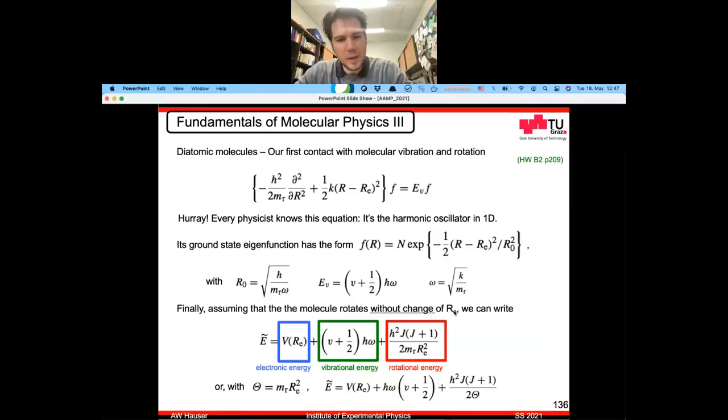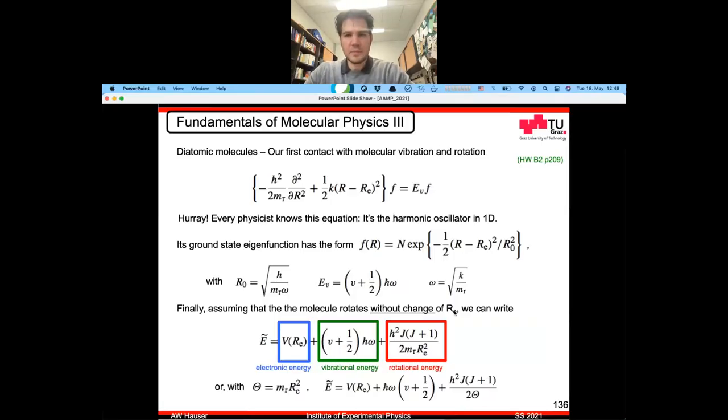in this molecule. And that means we have all the most important energy contributions covered that our diatomic molecule has: electronic energy, vibrational, and rotational energy. And in this order, it's also going from largest energy differences to smallest energy differences.